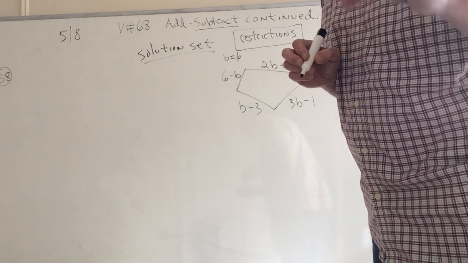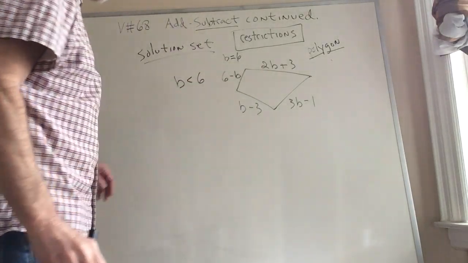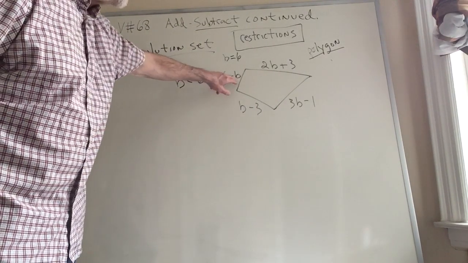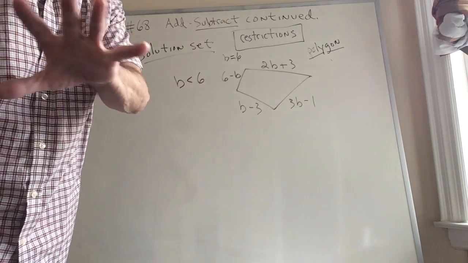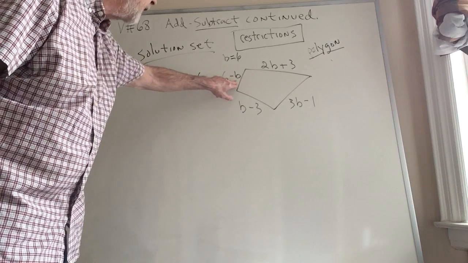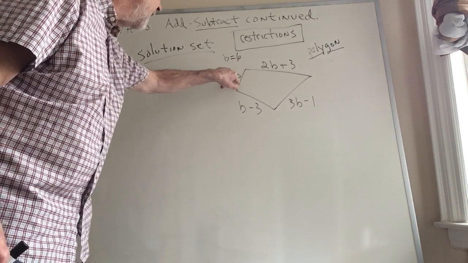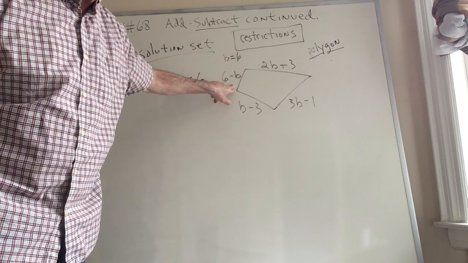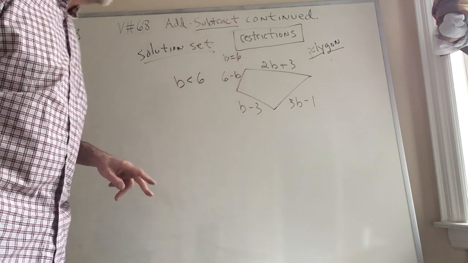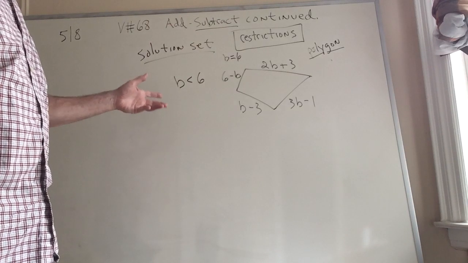Get it right away? Whatever B is, B has to be less than 6. Does everybody see that? I don't want to get into inequalities now. I'd like to do that eventually, but time reasons as well. But if you just look at this right here, if b is 6, this side is 0. If b is 7, this side is -1. Anybody want a polygon with side -1? We call that a restriction. A restriction is when there's certain b's that you can't use.